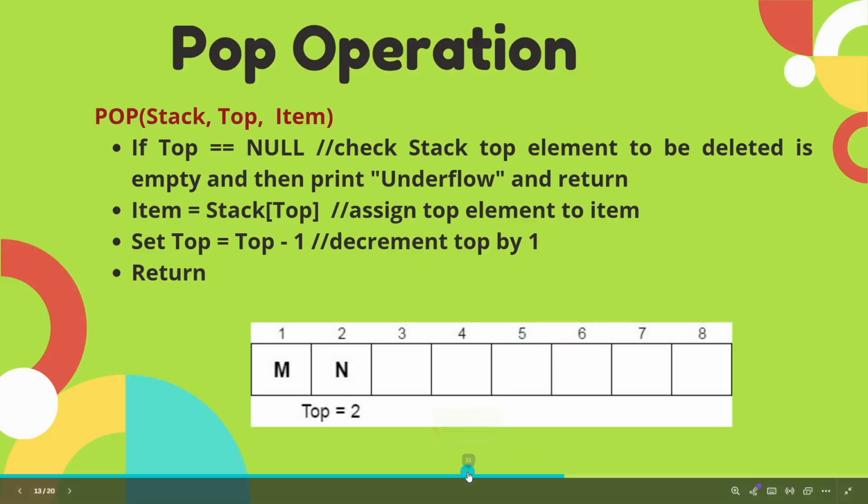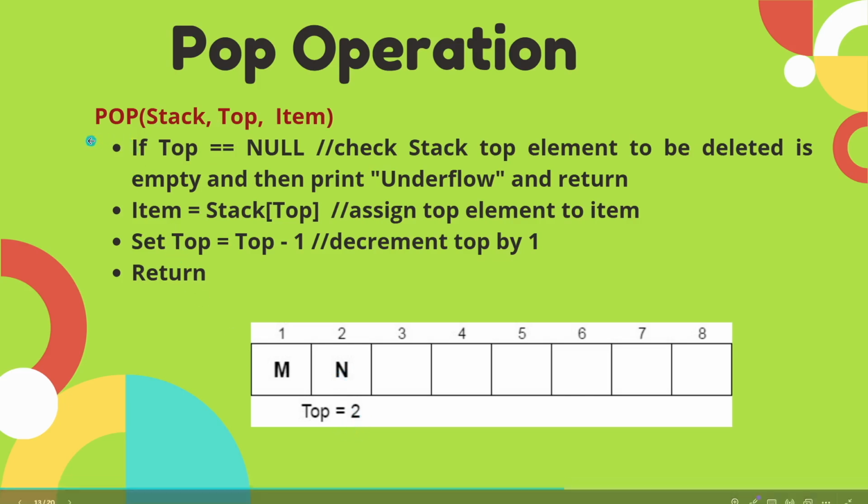You have the same array here with 8 locations, and as of now top has a value of 2, which means N is the topmost element in the stack. Whenever we do a pop operation, this function takes 3 arguments as input. One is the stack itself, the other is the current position of top, and the third is the item which is being deleted from the stack.